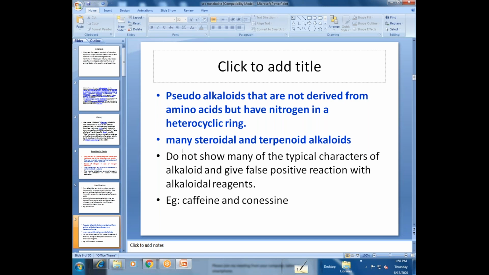The second property is they are not derived from amino acids, but they contain the nitrogen in the heterocyclic ring. In the pseudoalkaloids, many steroidal and terpenoid alkaloids will come. Example is caffeine. Caffeine is present in tea and coffee. And one more is quercetin.